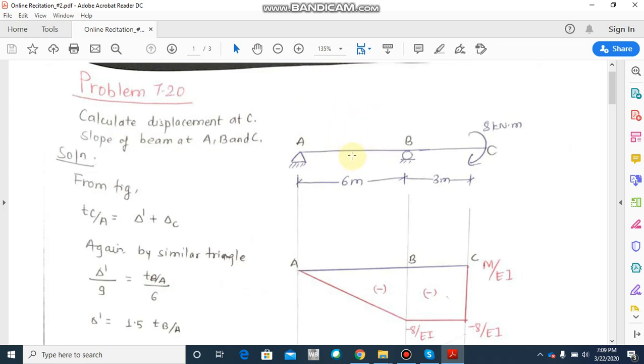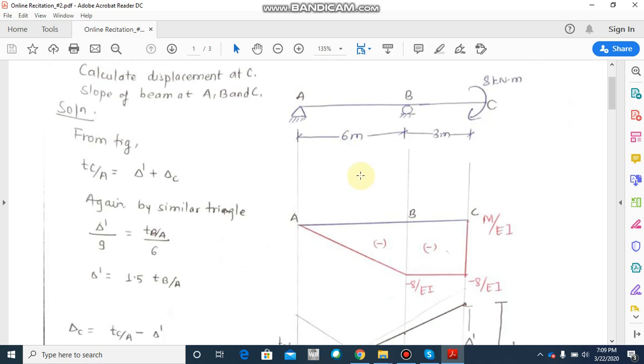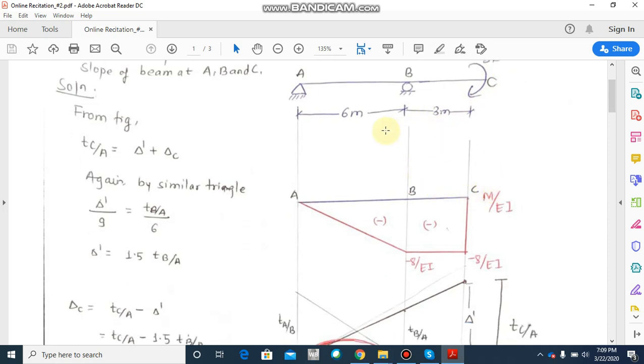So to start the moment area method, you need to first draw the M by EI diagram under the given loading condition. So this is the M by EI diagram. You can draw this diagram by calculating the reactions at points A and B, and then draw the moment diagram, which I haven't shown. I have directly drawn the moment diagram here. So the coordinates are minus 8 by EI at B and C.